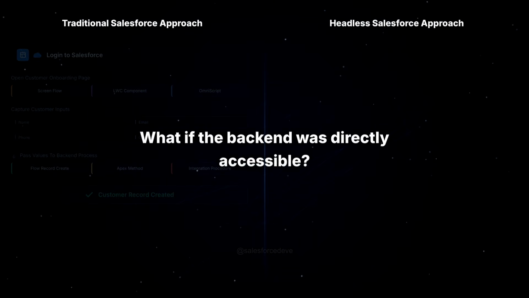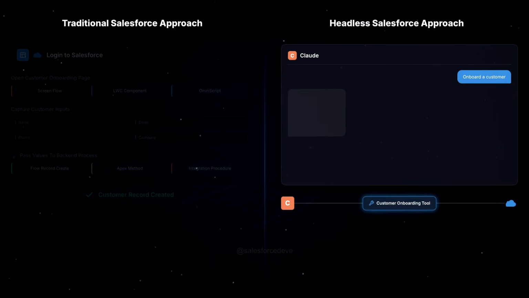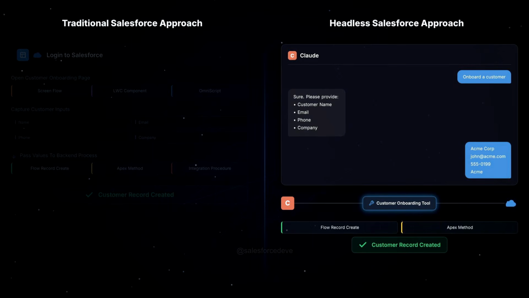Now let's see the same flow using Claude AI. The user opens Claude AI and types, onboard a customer. Now here Claude connects with Salesforce through MCP and it finds a tool to onboard a customer. The MCP is what makes Salesforce headless, and we are going to discuss this in detail. But for now, just understand that MCP exposes the backend action to Claude. That backend action could be your flow's record creation element or the Apex class which your LWC was calling.